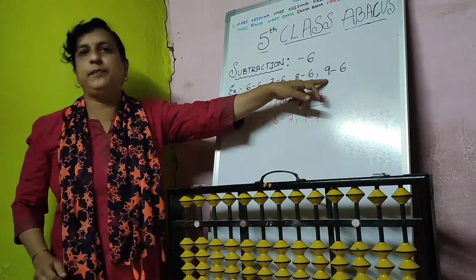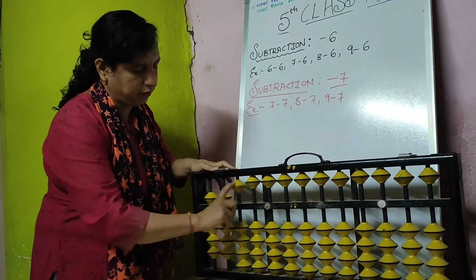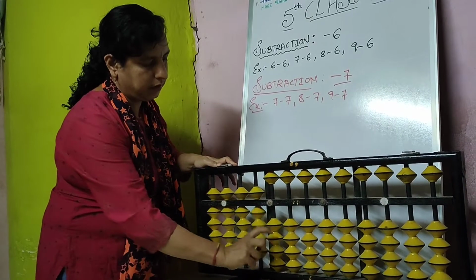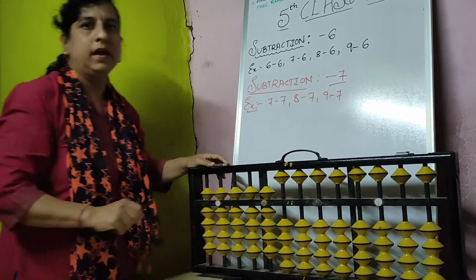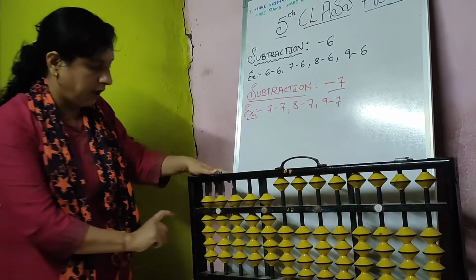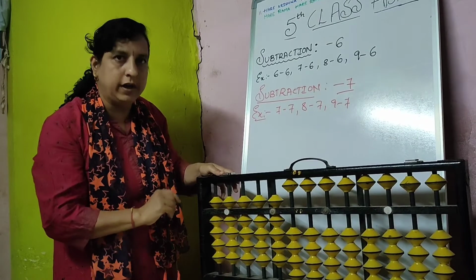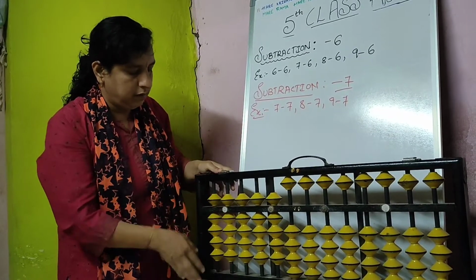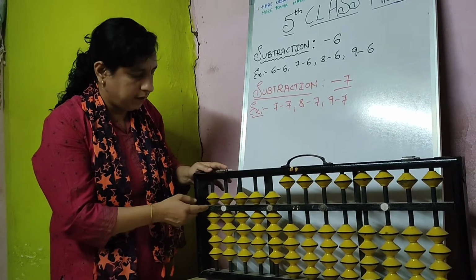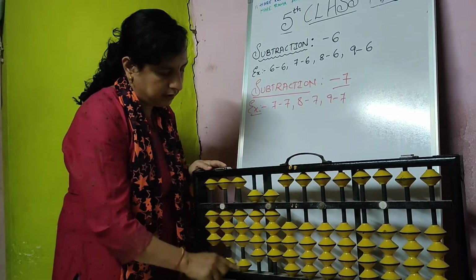How to do 9? This is plus 9. Very simple. 1 upper bead, 4 lower beads. Okay, so now minus 6. How to do minus 6? I cannot do it here. My hand is so small. This abacus is so big. I will show it on your small abacus. But I will do it with my full hand. Okay. Minus 6 means 1 upper bead, 1 lower bead you have to cancel like this.